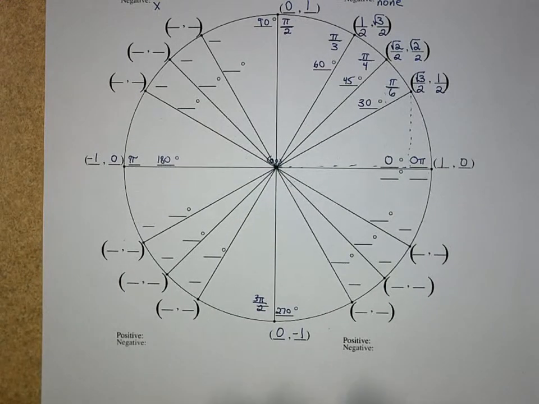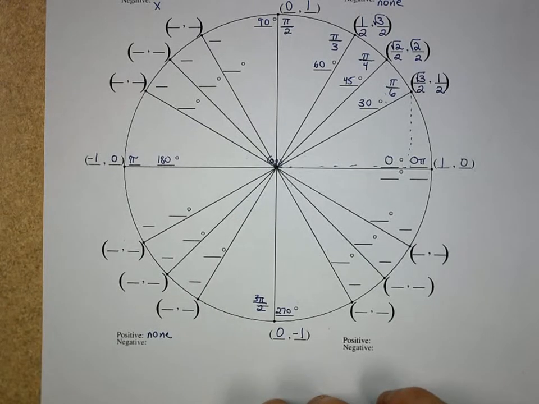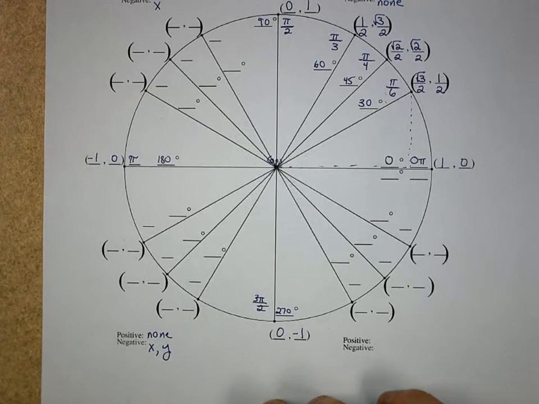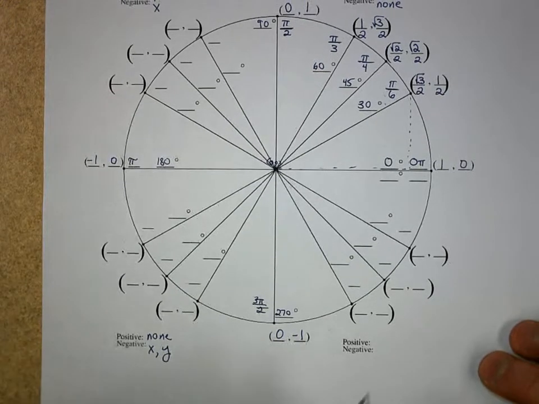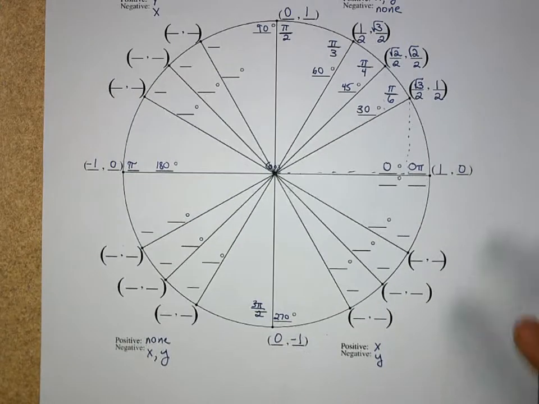If I go down to the third quadrant, I'm going to have neither the x nor y positive, but both x and y are negative. And then in the fourth quadrant, the x's are positive and then the y's are negative.